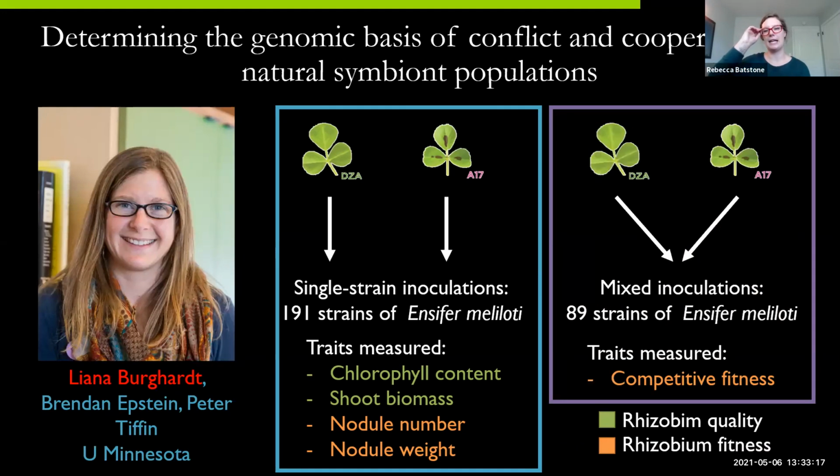The second data set came from an experiment led by Leona Burkhart, a former postdoc of Peter Tiffin's at the University of Minnesota. This experiment utilized 89 of the 191 strains of Ensifer, but it involved a mixed inoculation experiment, so every plant was inoculated with all 89 strains at the same time. In doing so, we're able to get an additional measurement of rhizobium fitness, which is the ability of each strain to nodulate the two hosts when in competition with the others.